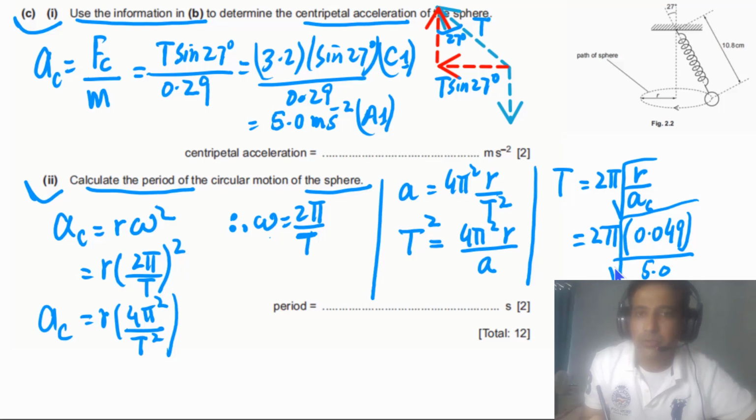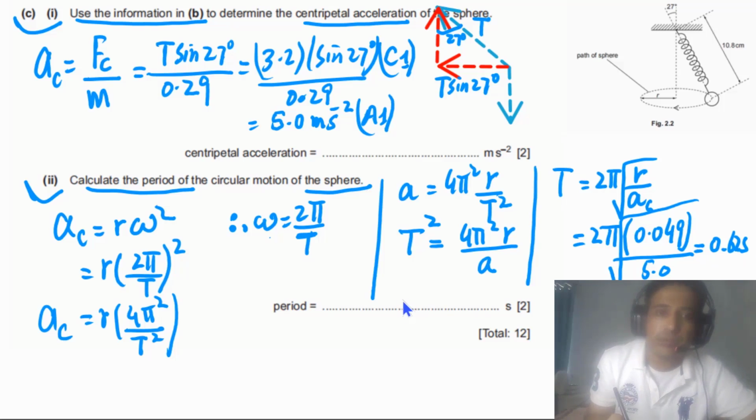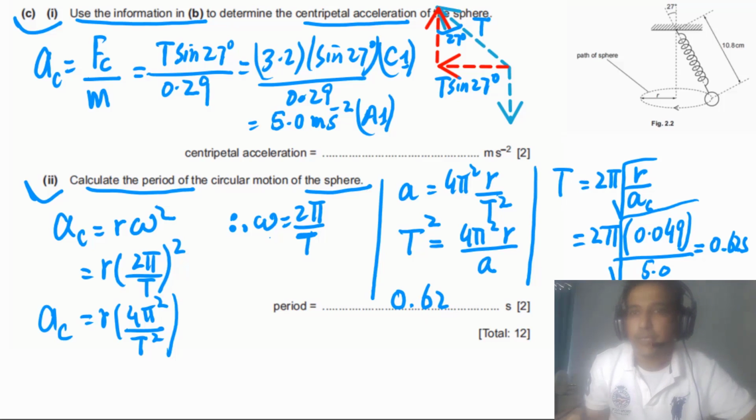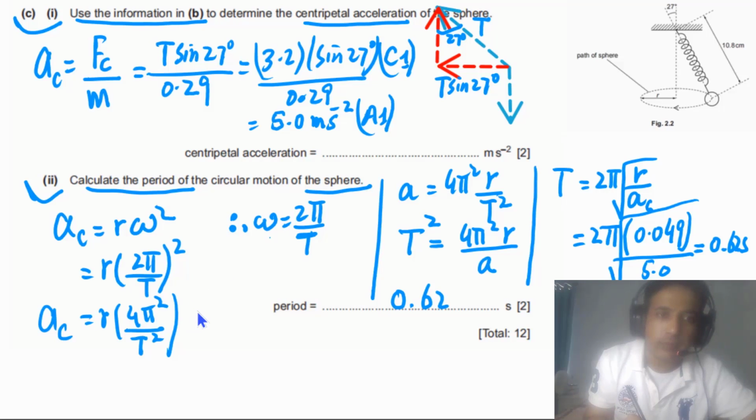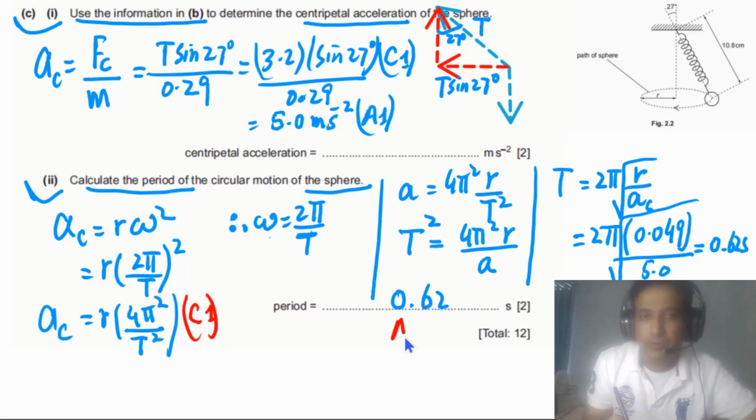Now we simply need to solve. If we solve this one, we will get 0.62 seconds. So this is the final answer, 0.62 seconds, and this question has 2 marks. You will get 1 C mark if you have written this expression, and if you got the right answer, you will get 2 marks.